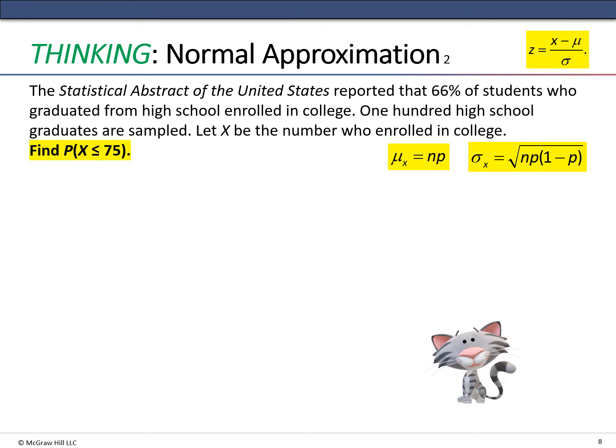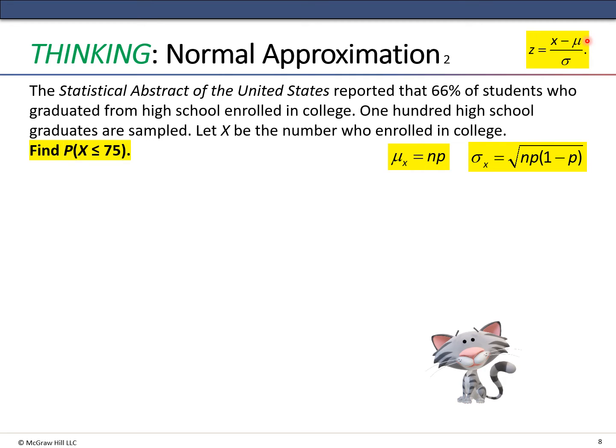So let's try another one. The Statistical Abstract of the United States reported that 66% of students who graduated from high school enrolled in college. 100 high school graduates are sampled. Let x be the number who enrolled in college. Okay, we're looking for the probability that less than or equal to 75 students enrolled in college.